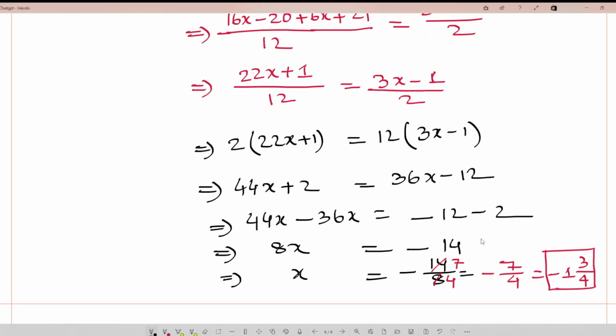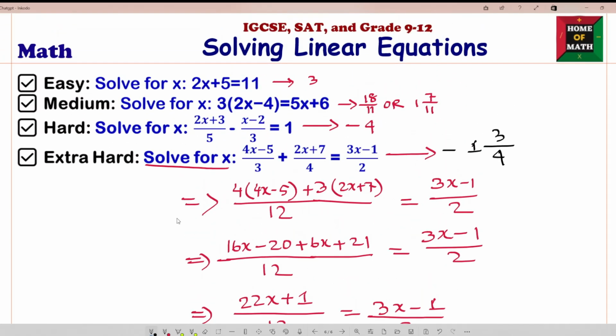Okay, very simple, very easy, but very important. In this video we tried to solve linear equations from easy to extra hard level. I hope these kinds of math will help you in any competitive examination.